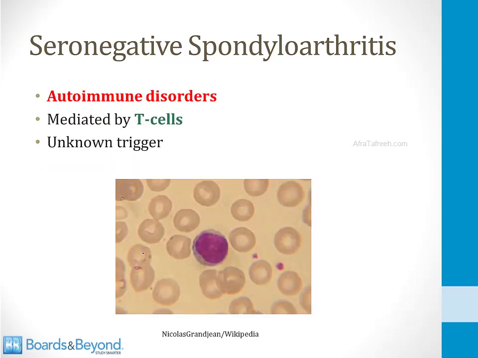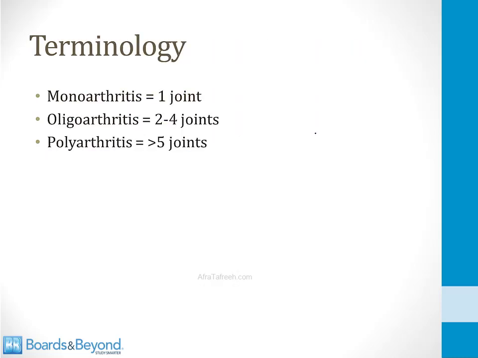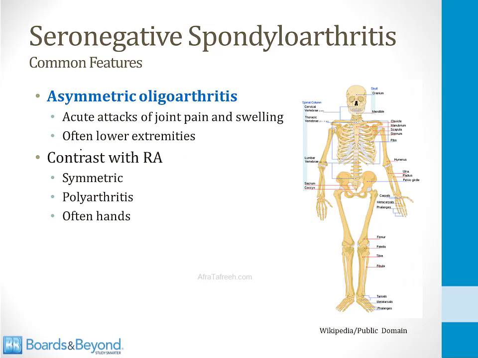All of the seronegative spondyloarthritis disorders are autoimmune conditions. They are all mediated by T cells, like this lymphocyte shown on the screen here, and they have an unknown trigger and unknown cause. Before we talk about the symptoms of these disorders, let me review some terminology. When we say a patient has a monoarthritis, we mean they have arthritis involving one joint. An oligoarthritis is an arthritis condition involving 2 to 4 joints, and a polyarthritis is an arthritis condition involving 5 or more joints.